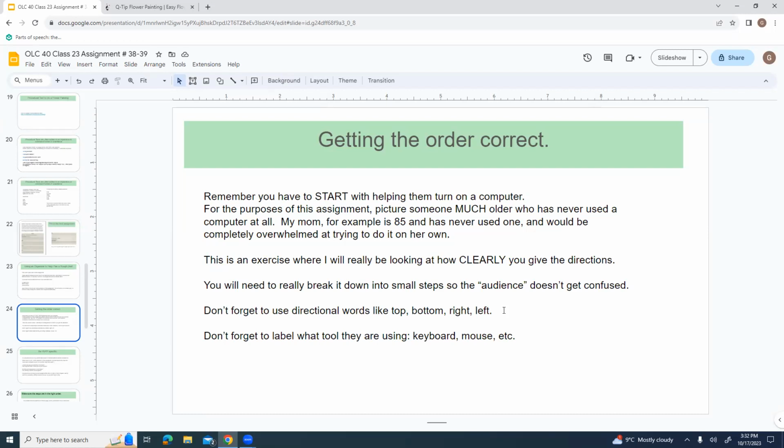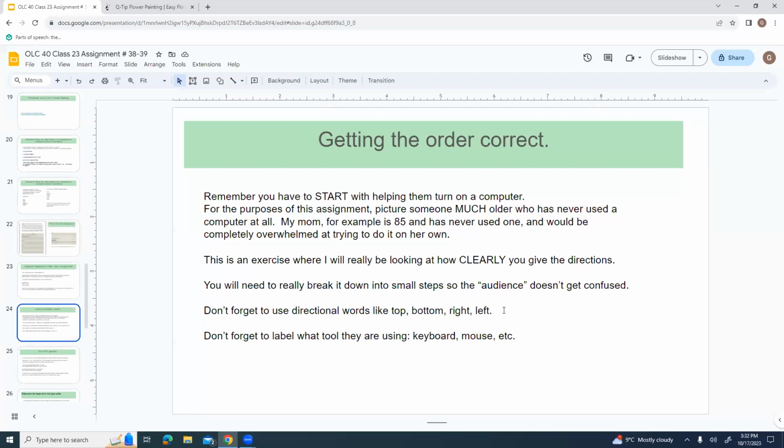So if I was going to write her a little message about how to use or turn on a computer, I would have to be really, really, really specific. Okay. So I'm going to be looking at how clearly you give directions. You're going to need to break it down into really small steps so your audience doesn't get confused. Remember, I'm your overall audience for all these assignments, but your audience for the purpose of the assignment is really a person who's never seen a computer and has no idea how to use one.